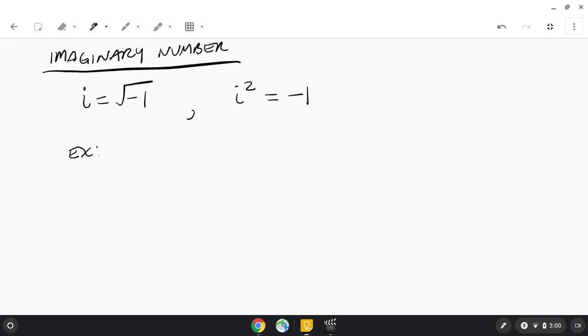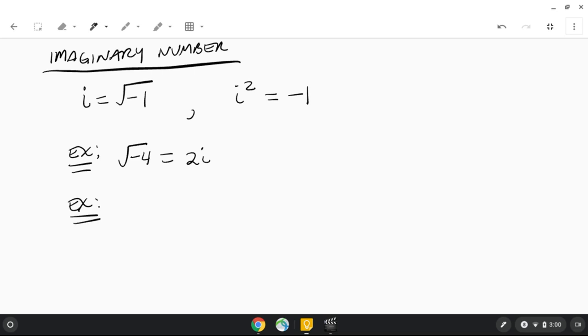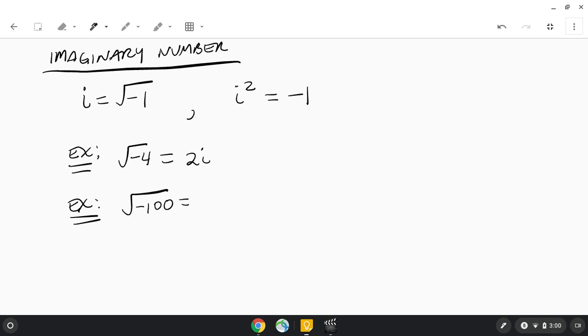So if I have to simplify square root of -4, okay, then here, this would be equivalent to 2i. If I have square root of -100, that would be 10i. Okay.